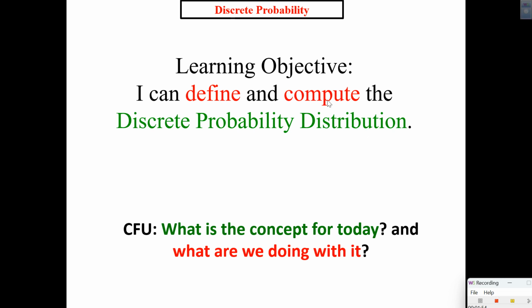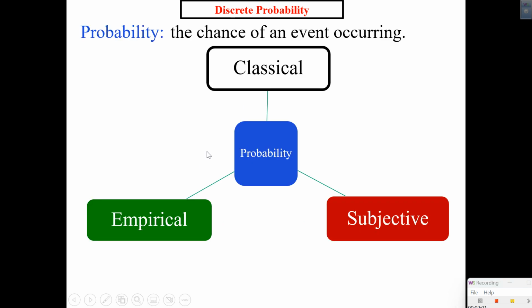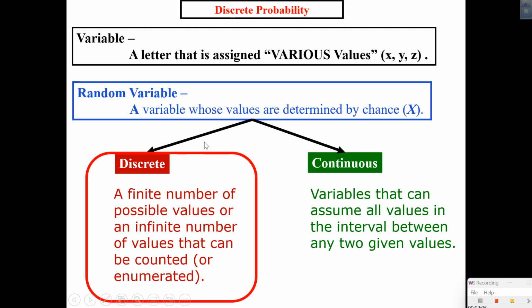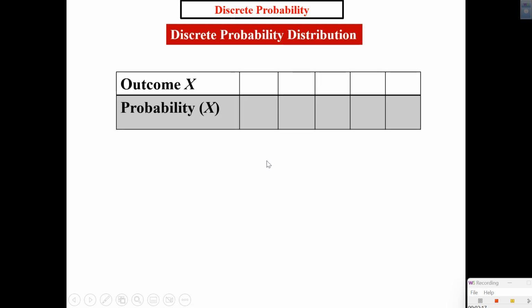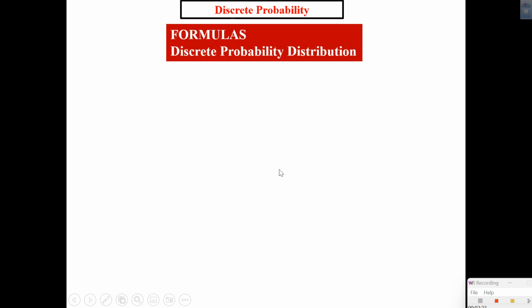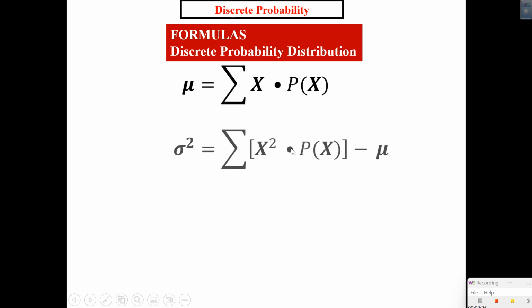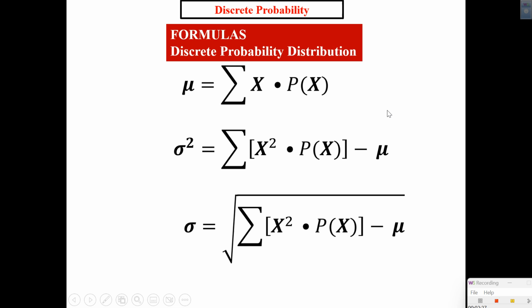All right, so with that said, where have we been? Once again, we talked about the definition of probability, the 3 different probabilities that we've been working with. We talked about random variables, and that we were going to focus on discrete variables. From there, we went to the discrete probability distribution, which was a table specific for our distribution. Then we talked about formulas for discrete probability, and here are the 3 that we used. It changed a little because now it was applied to the discrete probability distribution table.